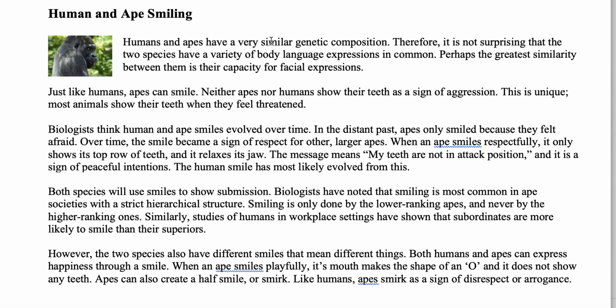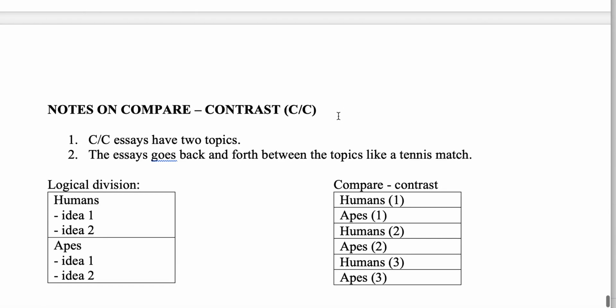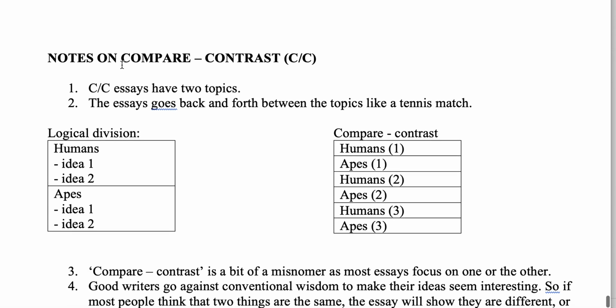And then look at the signal words that we see: similar, in common, similarity, just like, neither, nor. There's a particular pattern of organization going on here. This is an example of compare contrast. There are two topics, humans and apes, and we go back and forth between them like a tennis match.